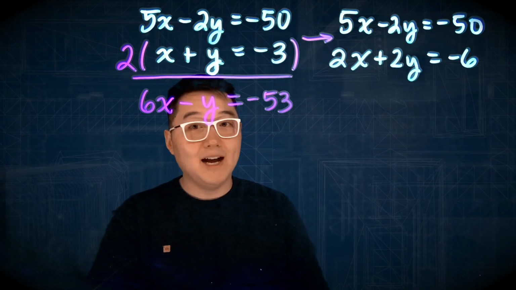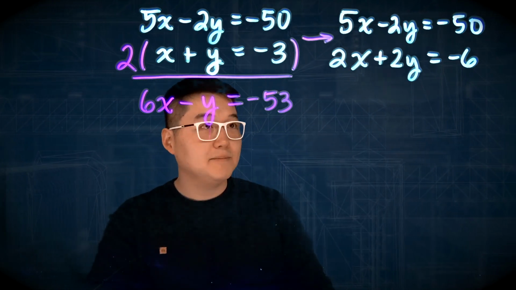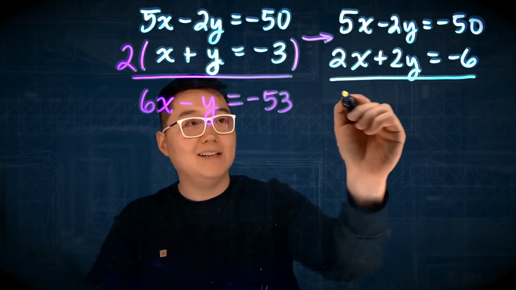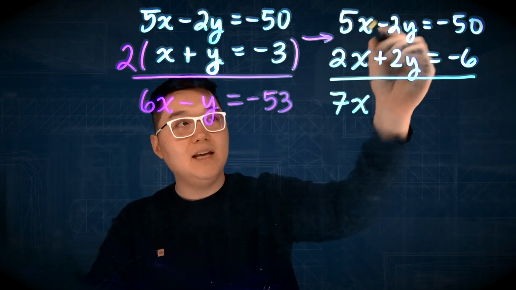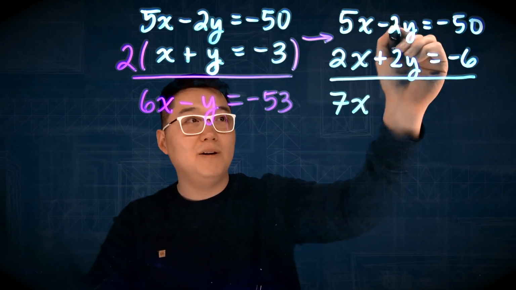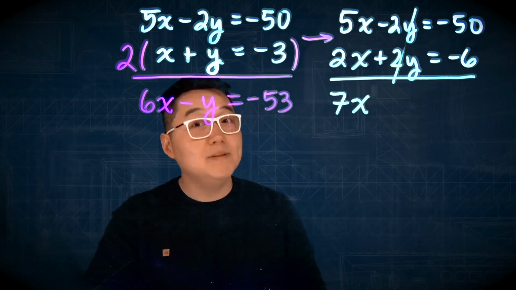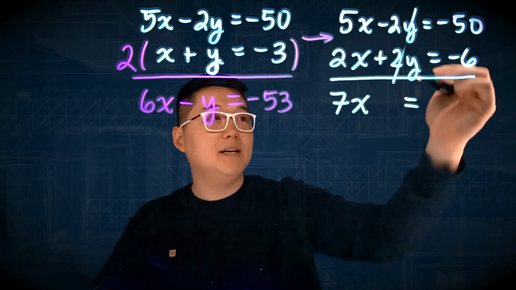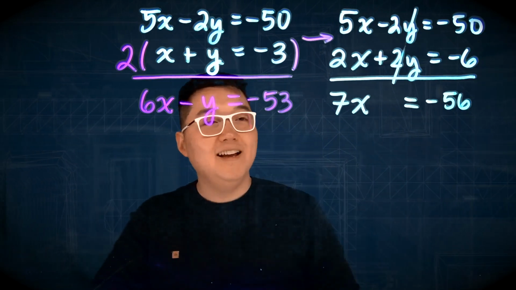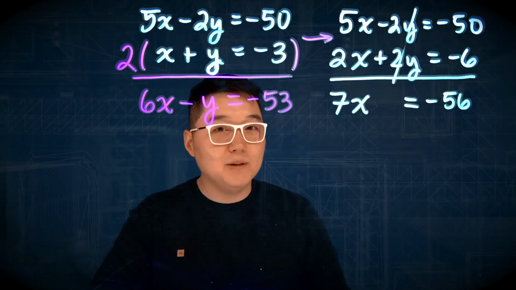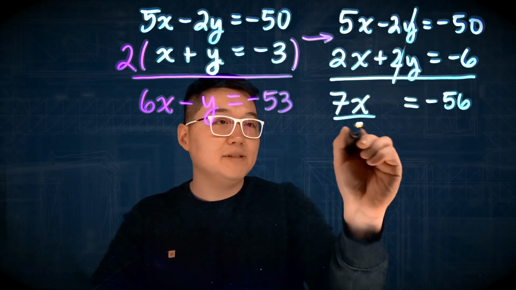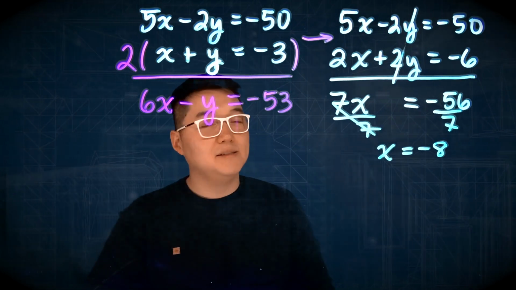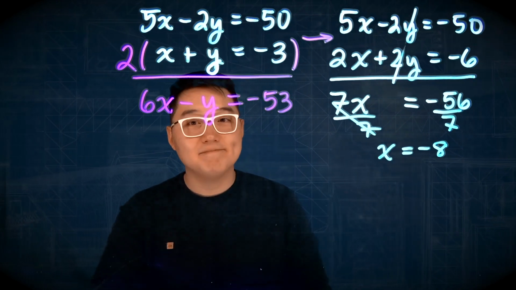So let's go ahead and see what happens when you combine those two equations. 5x plus 2x is 7x. But negative 2y combined with positive 2y is now eliminated because they're opposites of each other. But what about on the right side? Well, negative 50 combined with negative 6 is negative 56. And there you go. We now have a simple one-step equation. So when we divide both sides by 7, we get x equals negative 8, because negative 56 divided by 7 is negative 8.